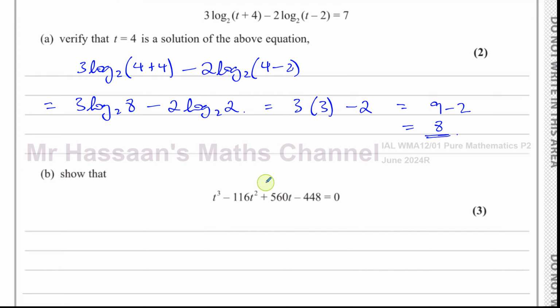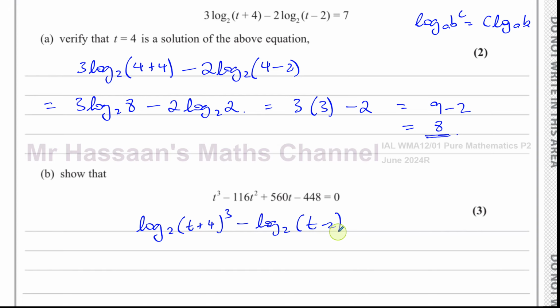But basically what we're going to do first is use the power law, in which the multiple becomes a power. If you have log to the base a of b to the power of c, you can write that as c times log to the base a of b. So the multiple can become a power, and the power can become a multiple. So I'm going to write this as log to the base 2 of t plus 4 cubed. And I'll do the same thing for this. I'll put minus log to the base 2 of t minus 2 squared equals 7.